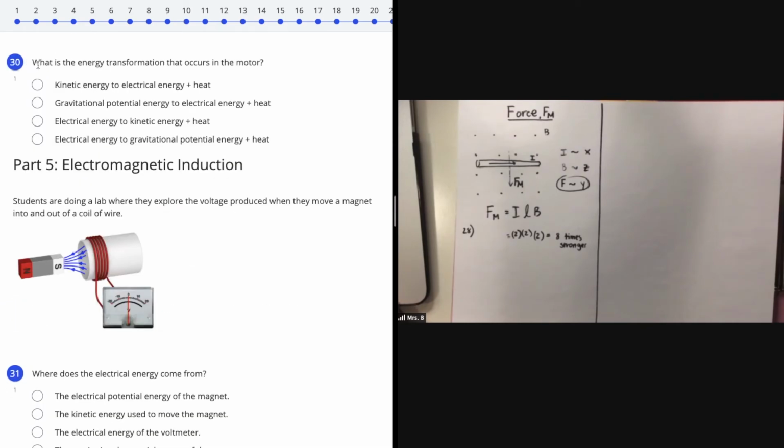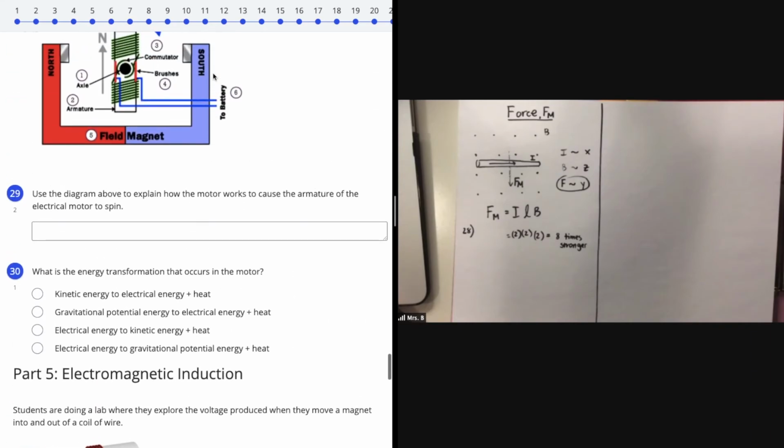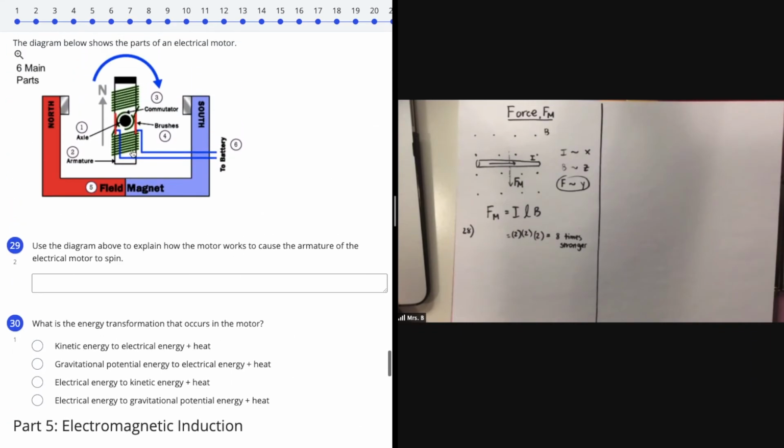Number 30 has an energy transformation for a motor. How a motor essentially works is that it has magnetic forces that push the coils of wire. So if you imagine our coils of wire rotating through this north and south pole, it runs on electricity, so the battery provides the current, the magnets provide the field, and that creates a force that moves the coil. In this case, it's electrical energy to kinetic energy, and maybe there's some heat loss.